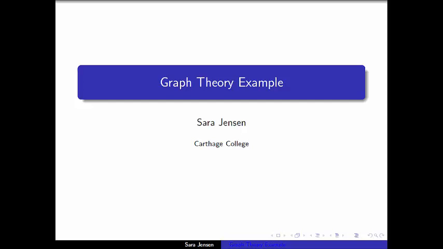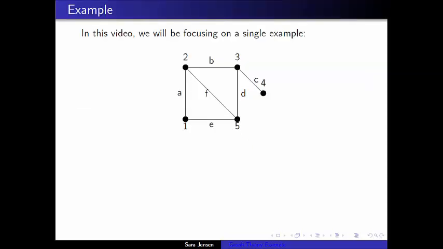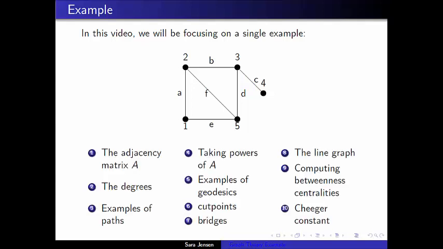In this short series of videos, we are going to go through with one example all of the different definitions that we provided on the graph theory worksheet. We are going to look at this example that we have right here, and we're going to look at the following terms. We're going to look at the adjacency matrix of that graph, the degrees of the vertices of that graph, some various examples of paths within this graph.